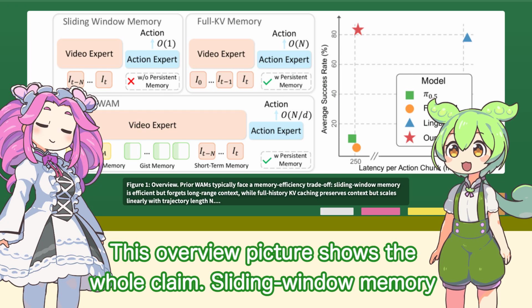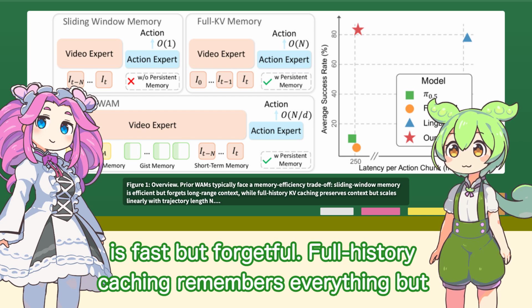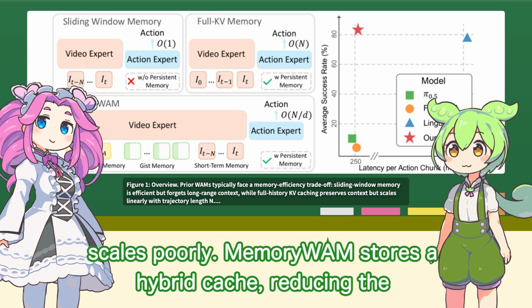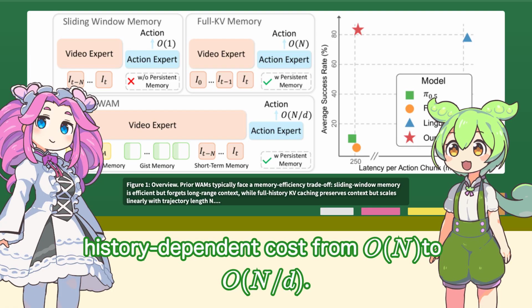This overview picture shows the whole claim. Sliding window memory is fast but forgetful. Full history caching remembers everything but scales poorly. MemoryWAM stores a hybrid cache, reducing the history-dependent cost from order N to order N over D.